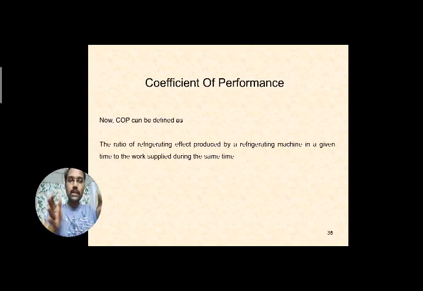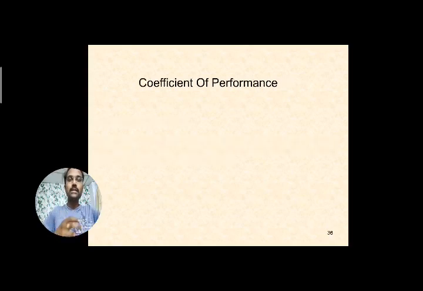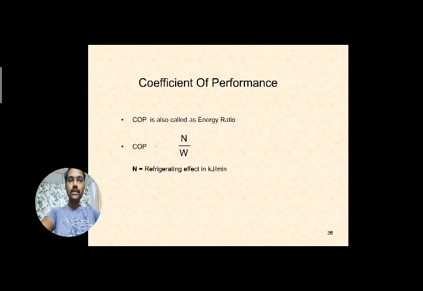It means it is an output to the work supplied during the same time. That is the work supplied to that particular refrigerating machine. So within the same time, how much cooling effect it is producing and how much work is supplied. So output to the input determines the COP. It is also called the energy ratio. COP equals N by W, where N is the net refrigeration effect.